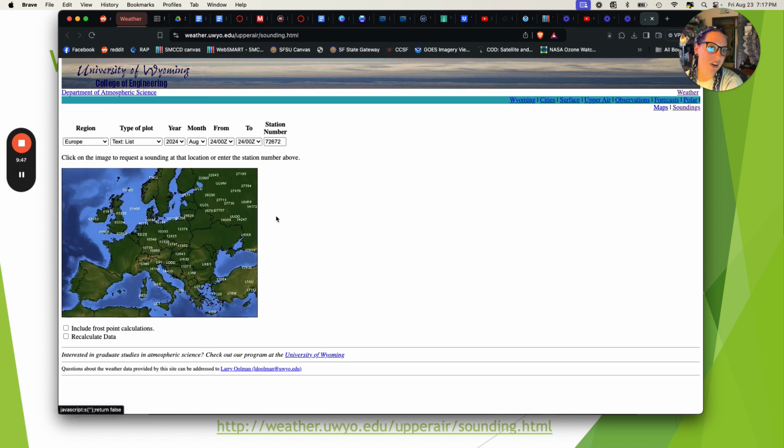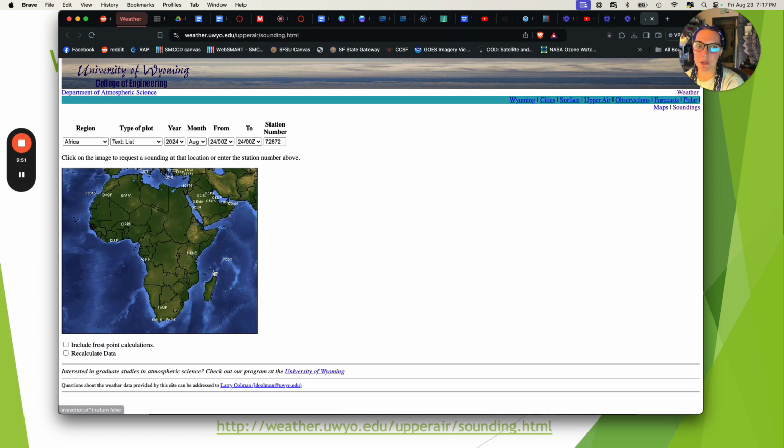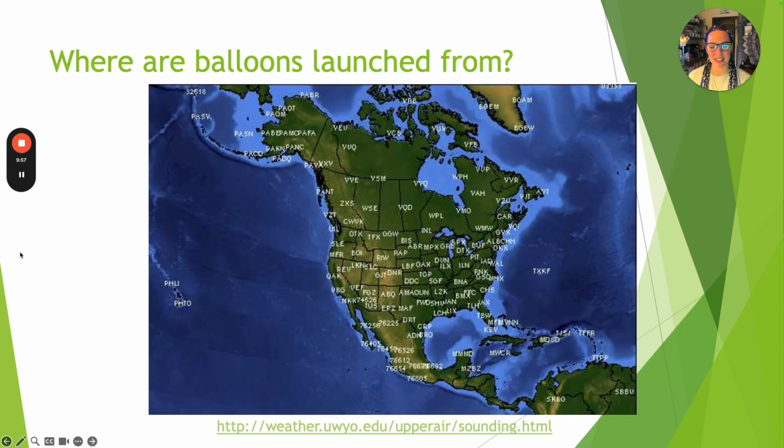But notice there are some holes in data. This could be for political reasons. This could be for lack of instrumentation. Maybe some folks don't want to share this information with us, that kind of thing. So the reasoning behind that is beyond the scope of my knowledge, but you can maybe fill in the blanks with those ideas.